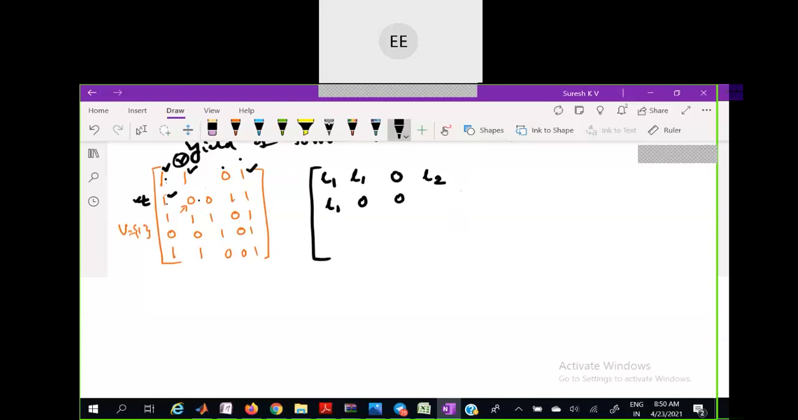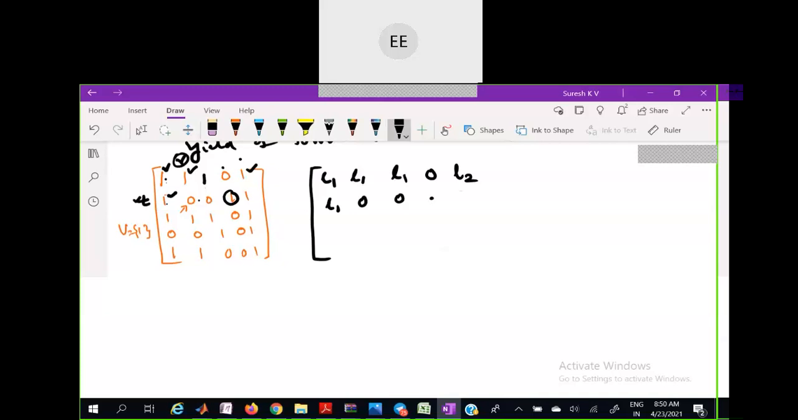What was there here? 1, I think. Sorry, there was a 1 here which is missing. So that will also be L1. That will also be L1. Then 0, then L2. Sorry for that.